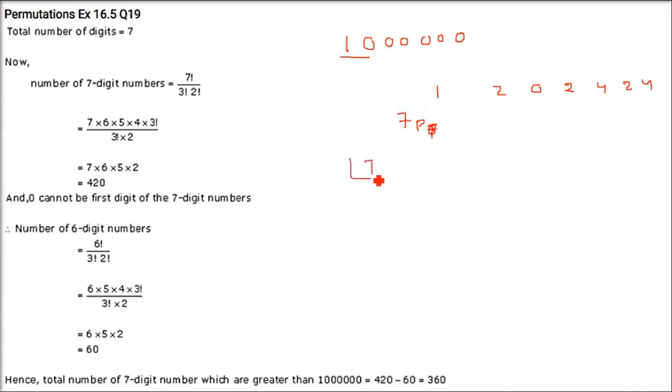These are 7, arranging 7, taking 7 at a time. What are the repetitions? 2 is repeated 3 times, and 4 is repeated 2 times. So this is all the formations possible.